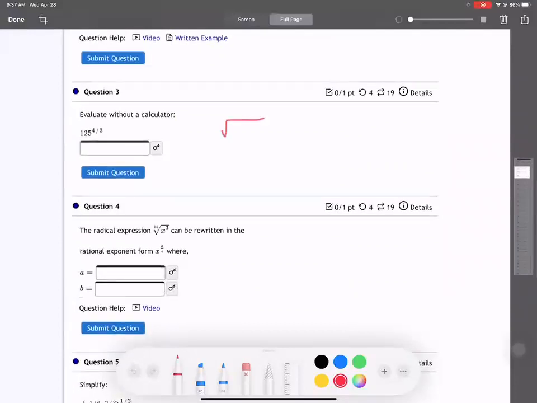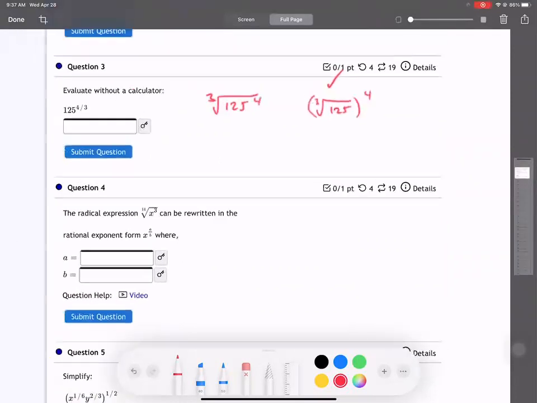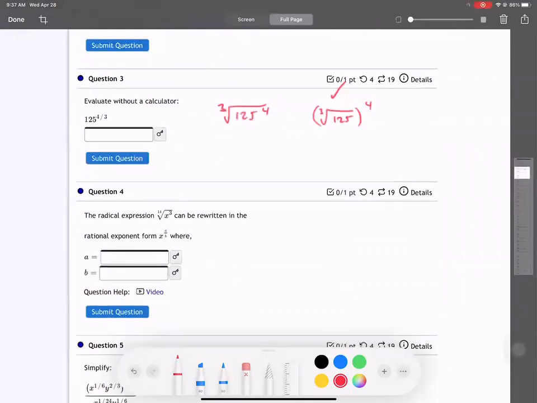If I rewrite this problem as 125 to the 4th power and cube root of that, you can look at it this way, or you can look at it as the 3rd root of 125 to the 4th power. This one will probably be faster to look at. Because when you're doing a radical or an exponent, it doesn't matter which order you deal with them.